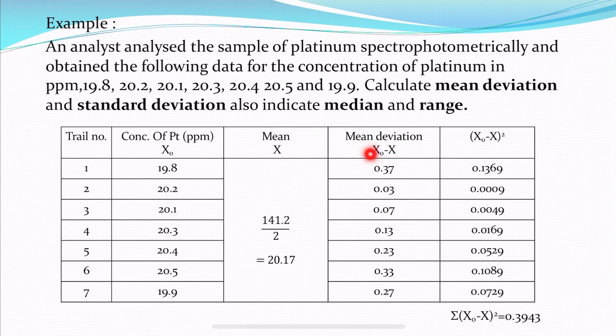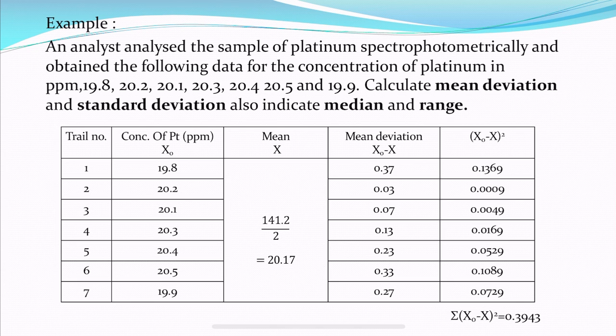Again I am saying, this is x naught minus x bar, not x naught minus x. Mean deviation means observed value minus mean. So mean is x bar, that is why x naught minus x bar. Find out all the values for mean deviation using these individual values and this mean value.